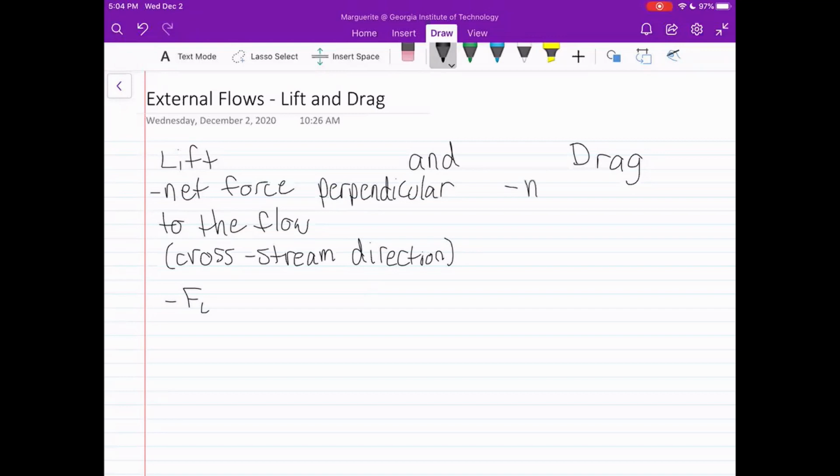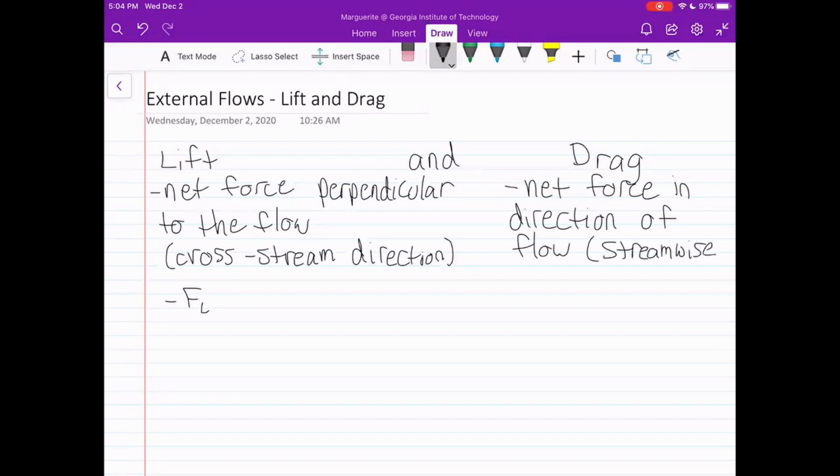And so drag is the net force in the direction of flow, otherwise known as the streamwise direction. And likewise, I'm going to denote it F sub D. And again, sometimes it's written as a curly D instead of this.